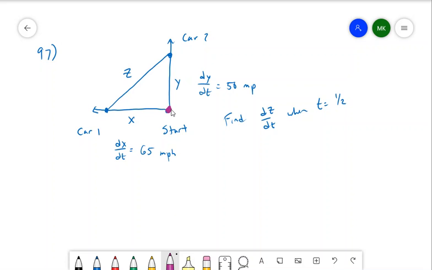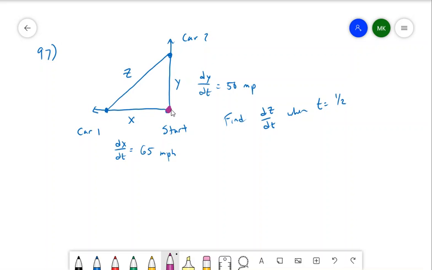It says car 1 is driving west, which would be to the left, 65 miles per hour. Car Y is driving north, which would be up, 50 miles per hour. So I drew the X and the Y, and I drew the little arrow to show that they're moving. Those things are increasing, and the speed of the car is the rate. dx/dt is how fast X is increasing, 65 miles for every hour. And dy/dt, same thing. It's how fast y is increasing.